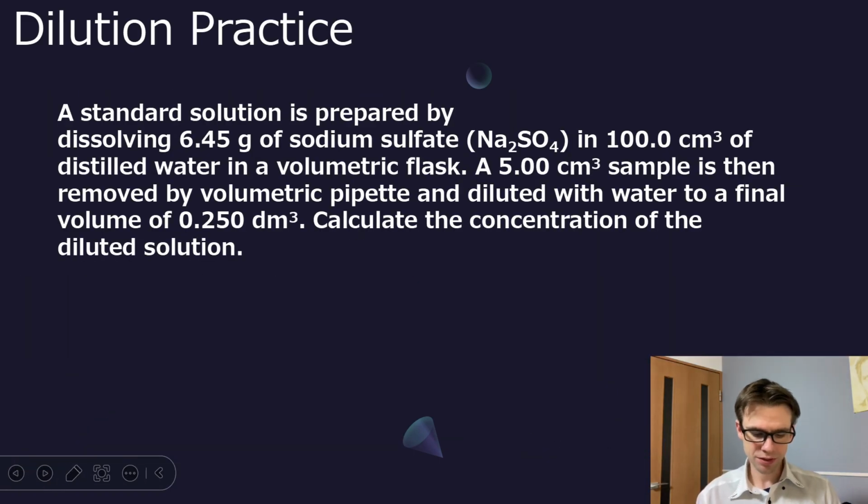Dilution practice. A standard solution is prepared by dissolving 6.45 grams of sodium sulfate, Na2SO4, in 100 cm³ of distilled water in a volumetric flask. A 5 cm³ sample is then removed by volumetric pipette and diluted with water to a final volume of 0.250 dm³. Calculate the concentration of the diluted solution. So how are we going to do this? Well, I think we can clearly find a number of moles here of sodium sulfate.